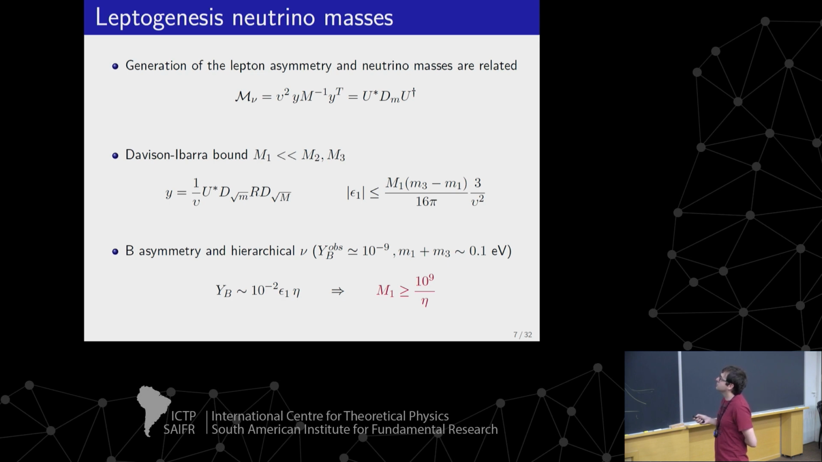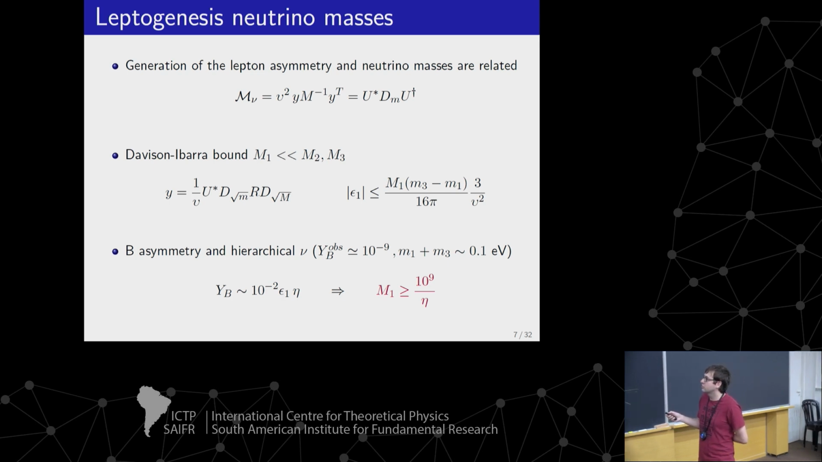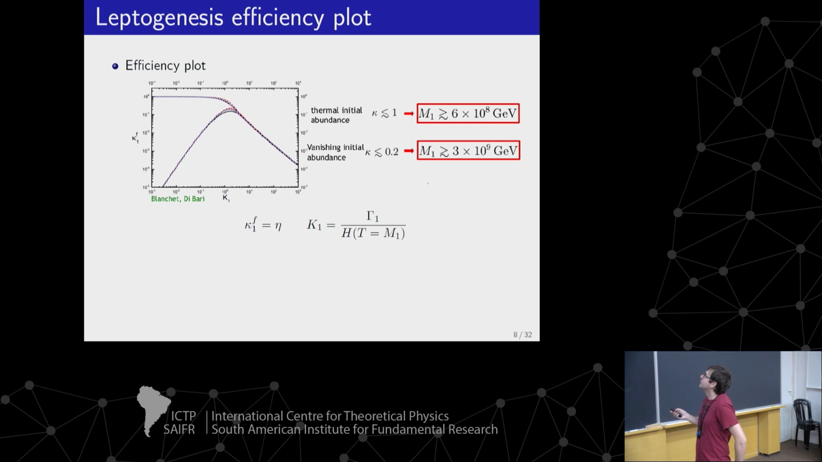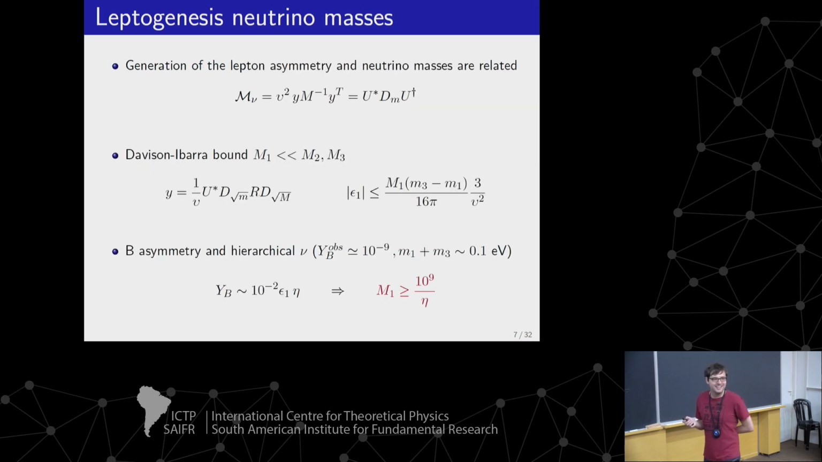But yes, so let's do this naively, no? Observe 10 to the minus 9, right? So with efficiency 1, what you need is 10 to the minus 7, right? So M1 plus M3 is of the order of 0.1 electron volt.